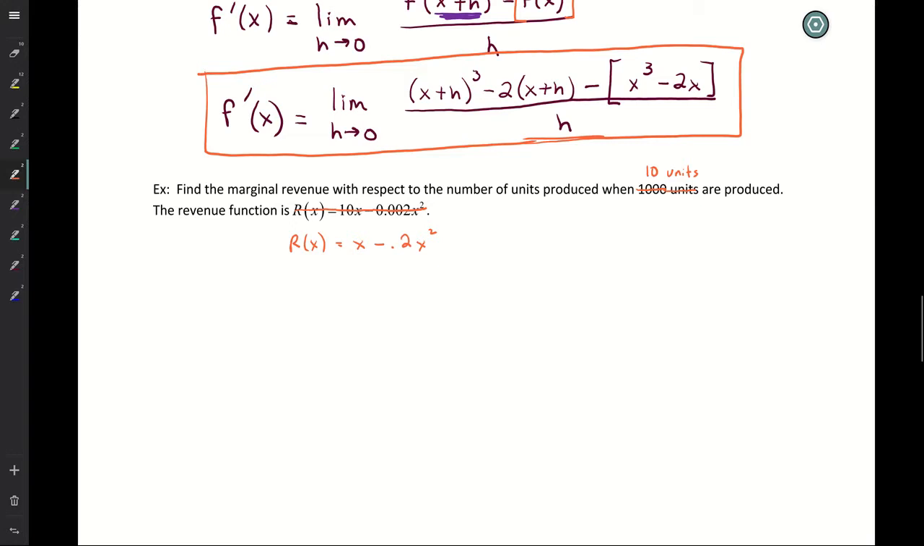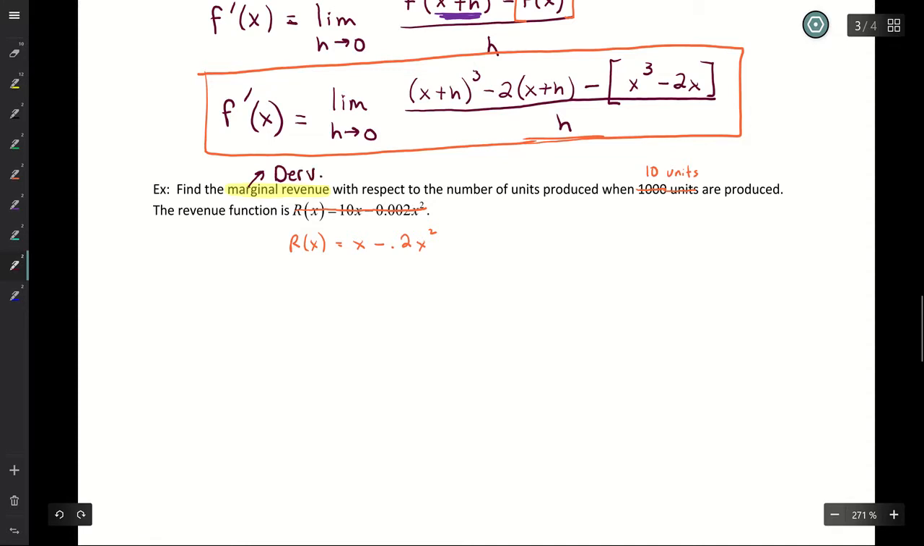All right, so on this particular one, notice that our wording is different as far as what they're asking us to find. They said they want us to find the marginal revenue. So when we're looking at what they're asking, marginal revenue, we look at the word marginal and we say, hey, we know that that means derivative.